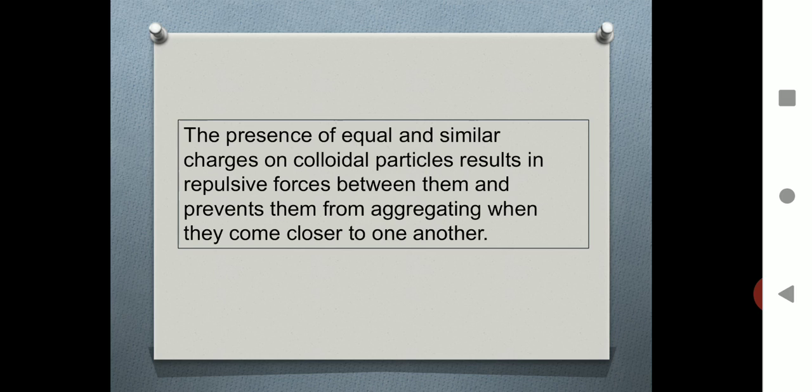Now, all the colloidal particles in a colloidal solution carry the same charge, and the presence of these equal and same charges on the colloidal particles will result in repulsive forces between them, due to which they will not aggregate, and since they are not aggregating, they will remain in the colloidal state and not change into a precipitate. That is, the colloidal solution will not change into a suspension and hence the stability of the sol will be maintained. So, the charge present on a colloidal particle is also responsible for the stability of these colloidal solutions.